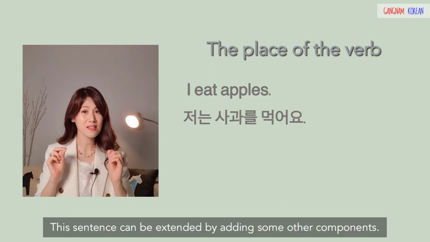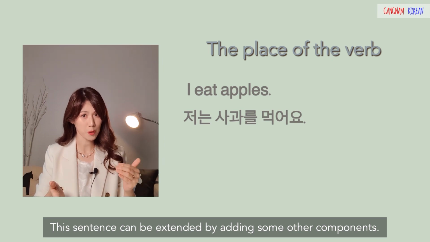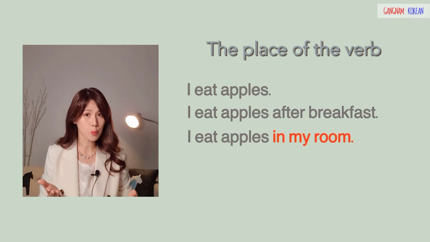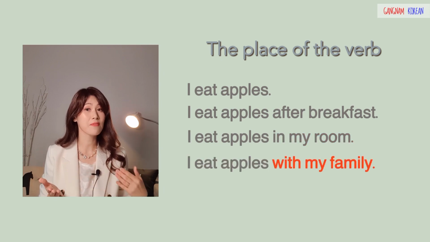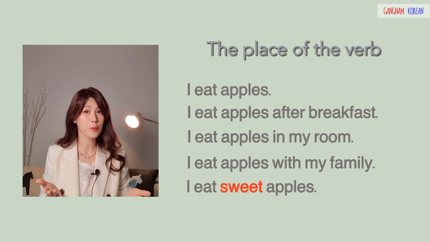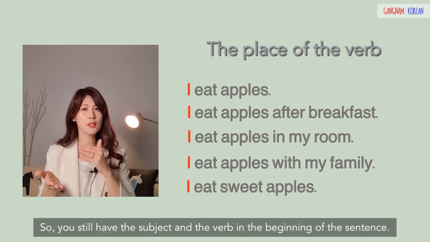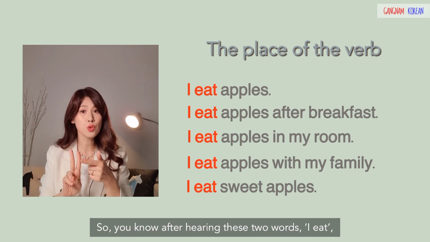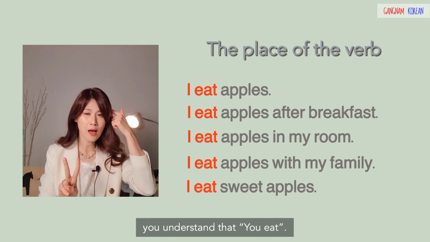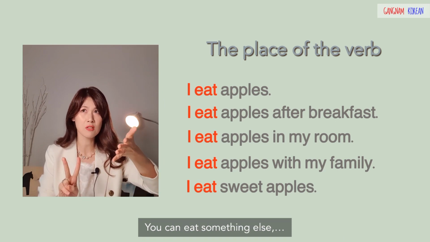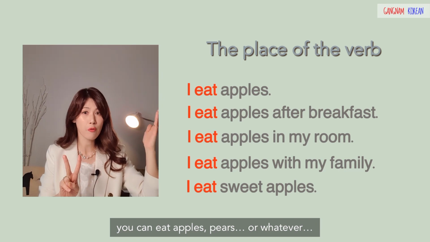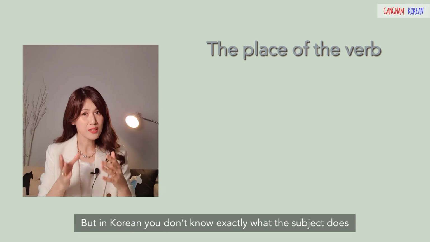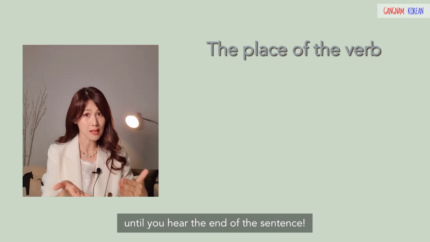This sentence can be extended by adding some other components. I eat apples after breakfast. I eat apples in my room. I eat apples with my family. I eat sweet apples. So you still have the subject and the verb in the beginning of the sentence. So after hearing these two words, I eat, you understand that, oh, okay, you eat. You can eat something else. You can eat apples, pears, or whatever. You eat anyway, right? But in Korean, you don't know exactly what the subject does until you hear the end of the sentence, like this.